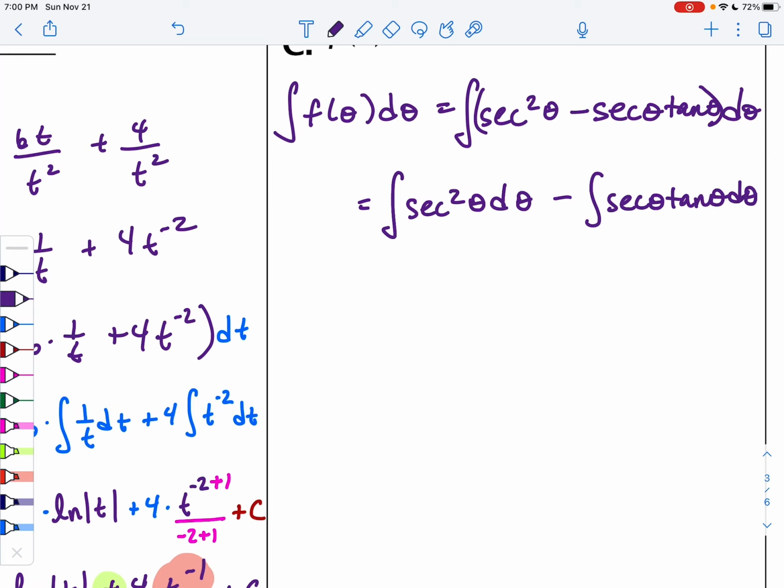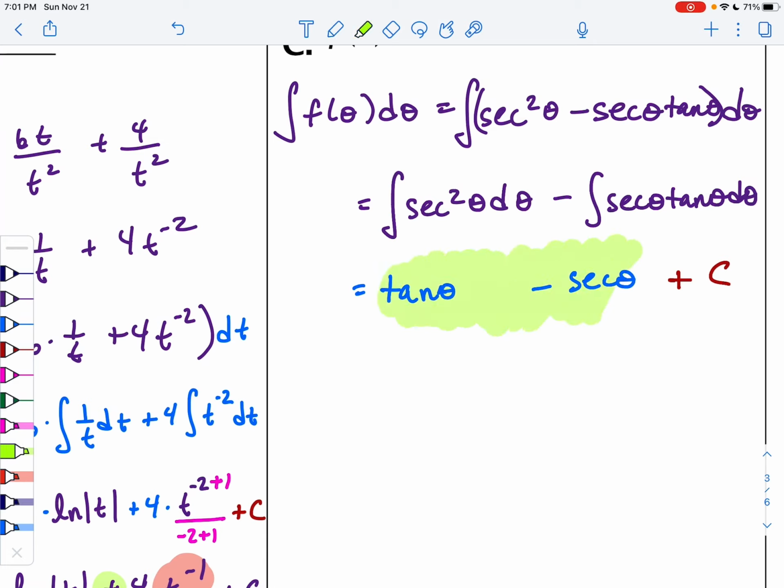We are taking derivatives in reverse. What function has derivative equal to secant squared theta? Tangent does. What function has derivative equal to secant theta tangent theta? Secant does. And we don't want to forget to add our general antiderivative notation. We're going to add an arbitrary constant. And that is going to be our answer here.